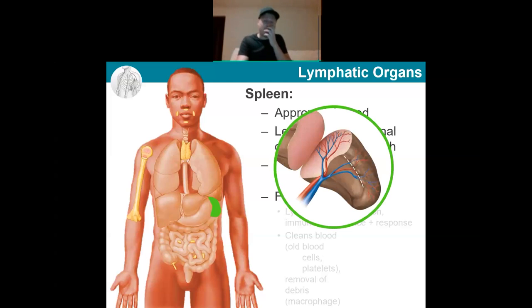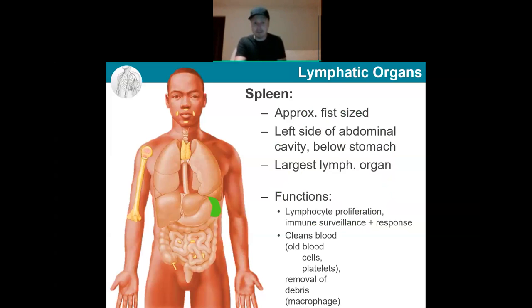First thing to note when we're starting to talk about its functions is that it receives a lot of blood supply. So the spleen receives a lot of blood. So it plays a role in filtering the blood, removing old blood cells, removing old platelets from the blood, removing stuff that shouldn't be in the blood.